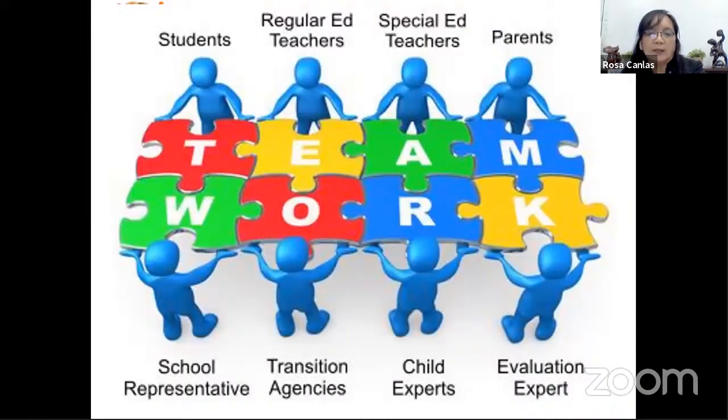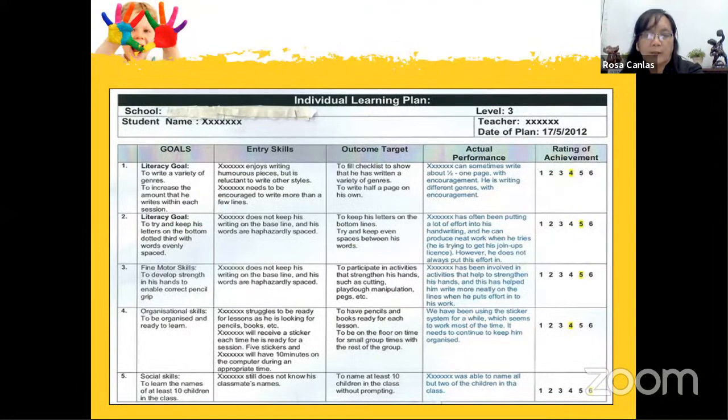If the lesson plan or daily plan is made by teachers, some advisors, or the concerned teacher with the principal, the IEP is made by the teamwork of different professionals. We have here the parents, the students, the school representative, the transition agency, the child expert, and the evaluation expert. These are in charge of making the IEP of each special child. This is an example of an individual learning plan for each child.